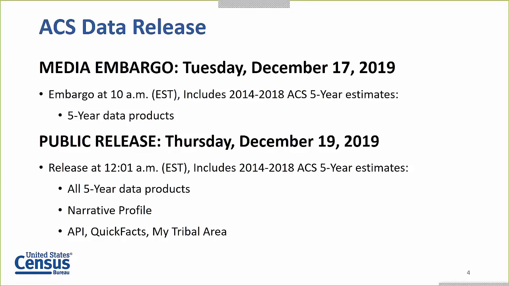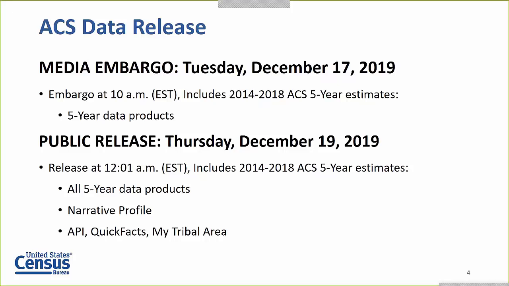Next Tuesday, the 2014 to 2018 ACS 5-year data will be available for early access embargo and publicly released next Thursday. These estimates cover the 2014 through 2018 time period for all geographic areas regardless of population size. Our media embargo will be available Tuesday, December 17th at 10 a.m. Eastern Standard Time. Also available through our embargo site for approved media will be products on data.census.gov. Our public release will be Thursday, December 19th at 12:01 a.m.